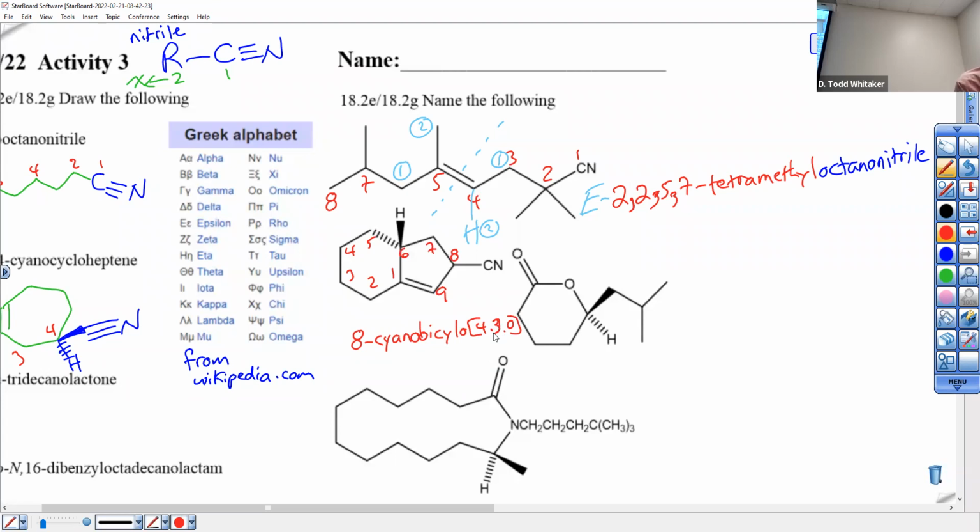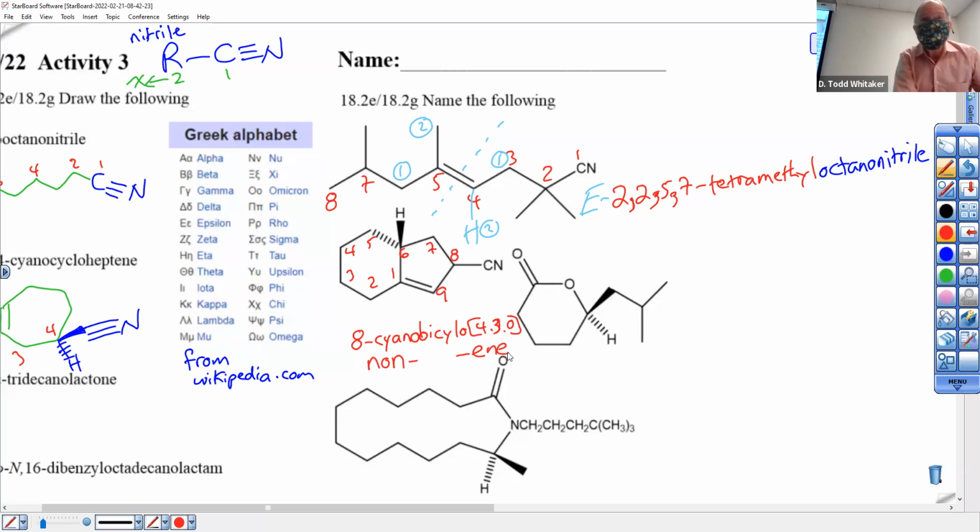And it's a non... Okay. I'm always sneaking new stuff in here on you. Non-ene. And it's got a cyano. We already got that.